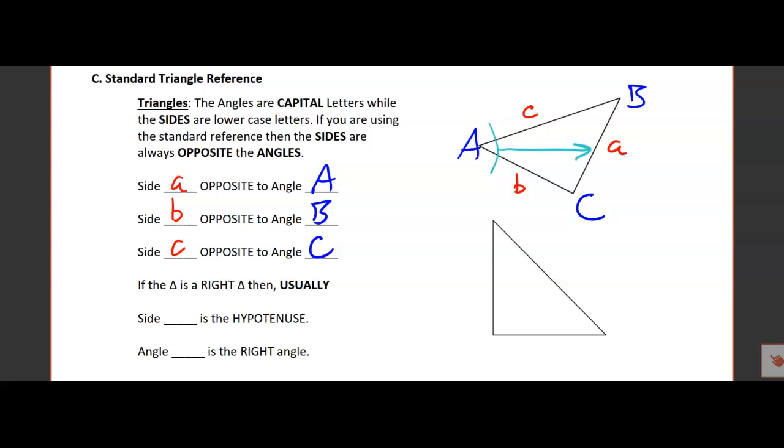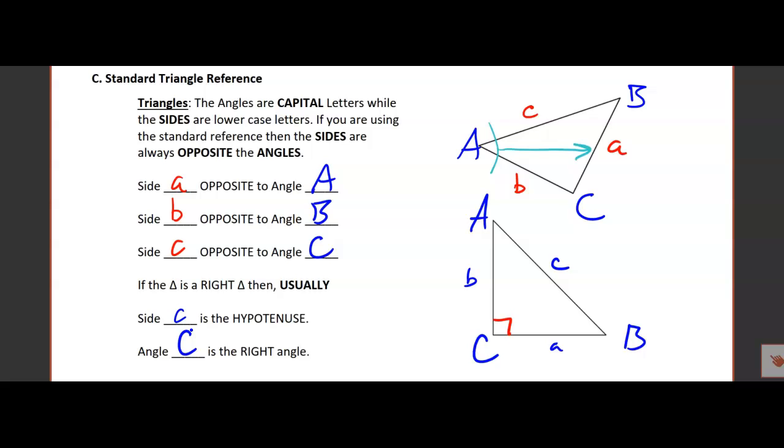If I happen to have a right triangle, then usually, not always, but usually C is the right angle, side C is the hypotenuse. Okay, so generally they make side C, and that's honestly also the other place they get the Pythagorean theorem, a squared plus b squared equals c squared. The two shorter sides squared equals the square of the longer side. Okay, it's coming from your standard triangle definition.